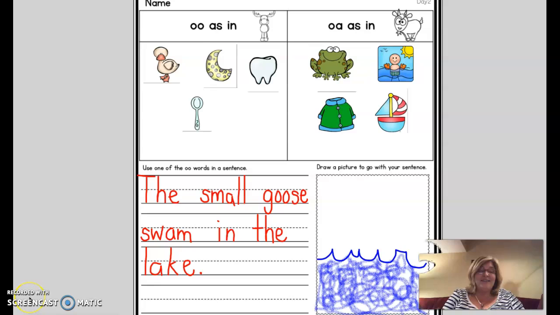Oh, you know what I forgot to tell you? The most important thing, take a picture of your writing and your illustration and send it to me in Seesaw if you can.